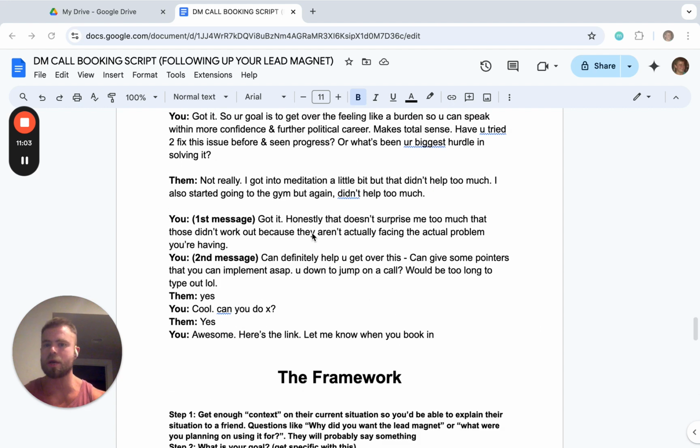Then you're going to say, okay, got it. That doesn't really surprise me that those things didn't work out because they aren't actually addressing the root reason, the real cause of why you're having these issues. Okay. And then you can say, I can definitely help you get over this. We can give you some pointers that you could implement ASAP to get some results. Are you down to jump on a call? It would take too long for me to type out. Okay. So you see how smooth this is. At that point, they're either going to say yes or no.